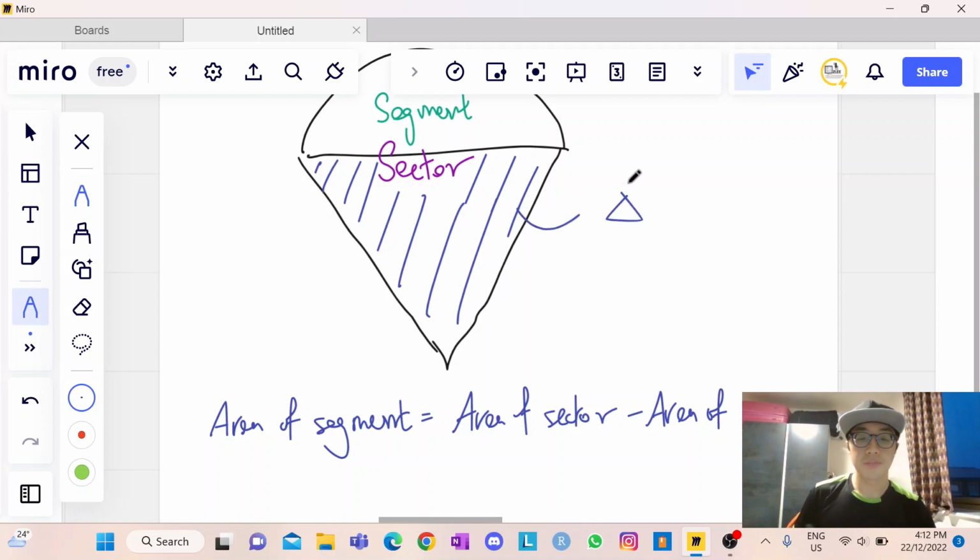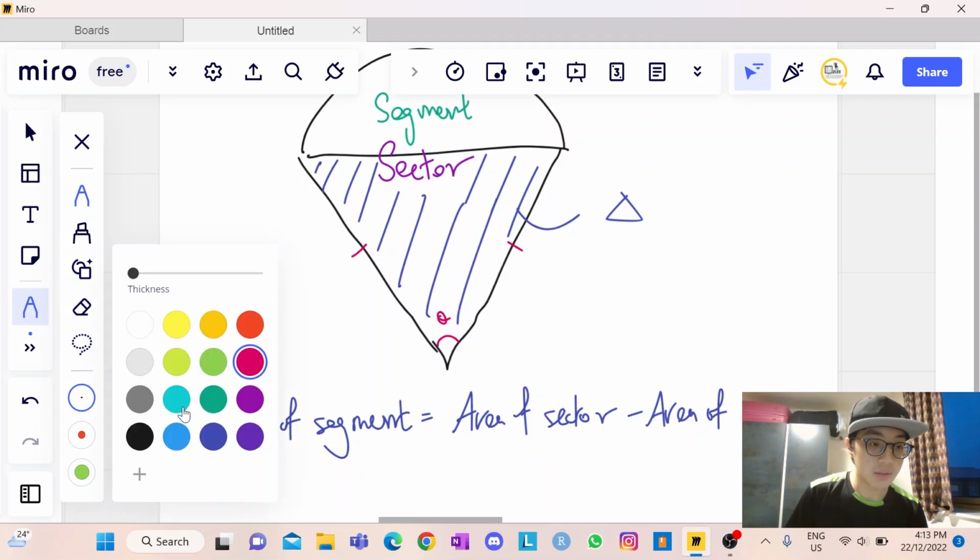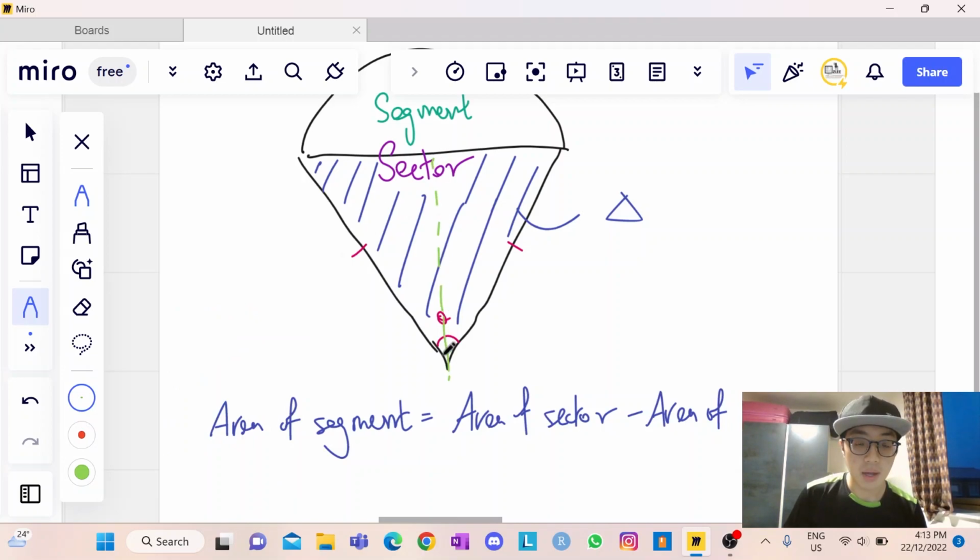is the triangle. There are a lot of ways to find the area of the triangle because you know that this is an isosceles triangle. These two are the radius, so both of these must have the same length. When you have theta right here, you can divide this by half, so this is in turn theta over 2. Then you can find h.